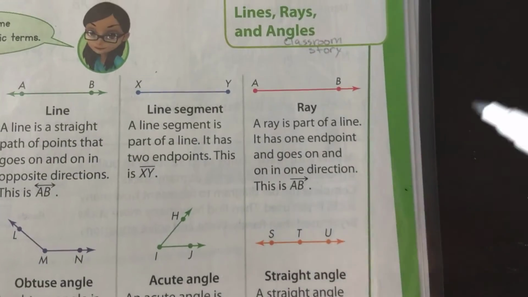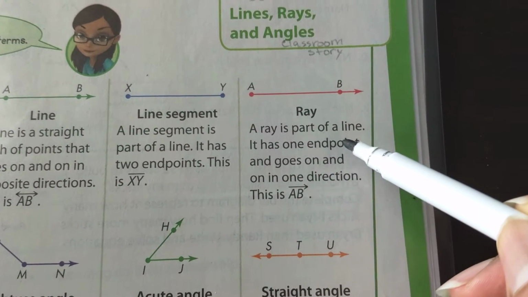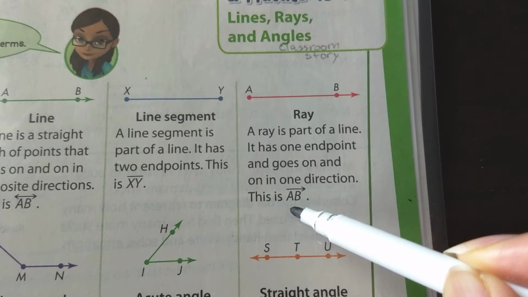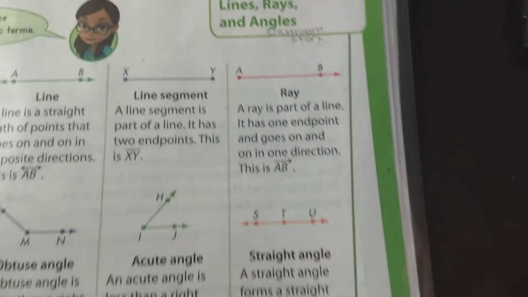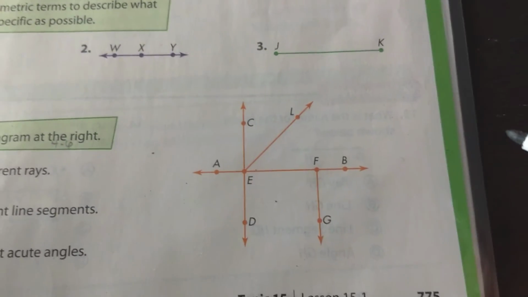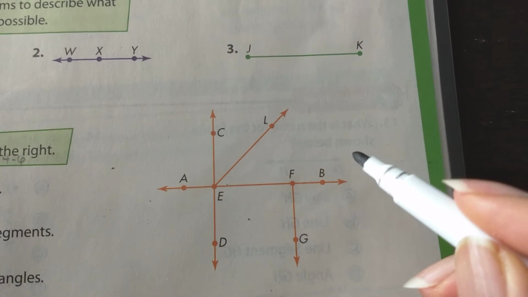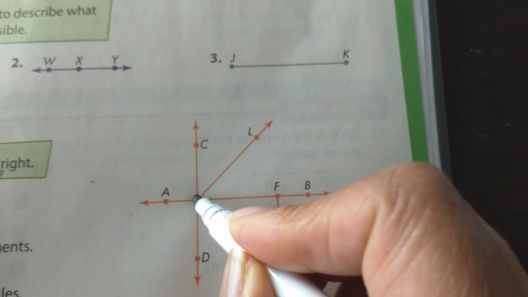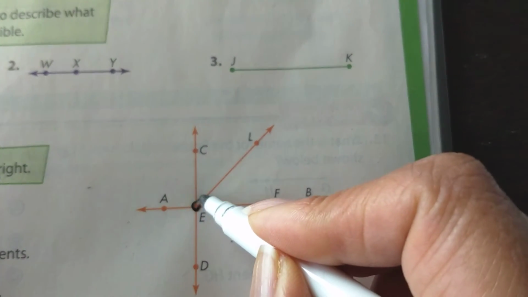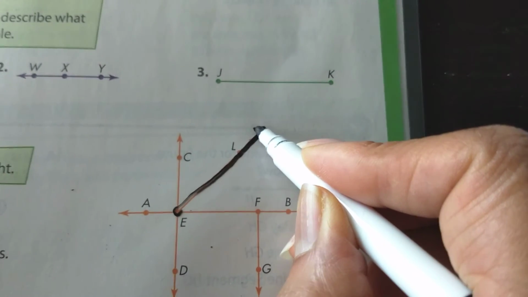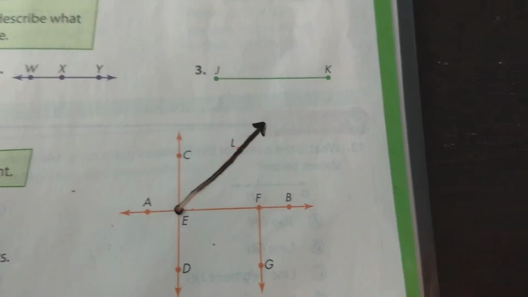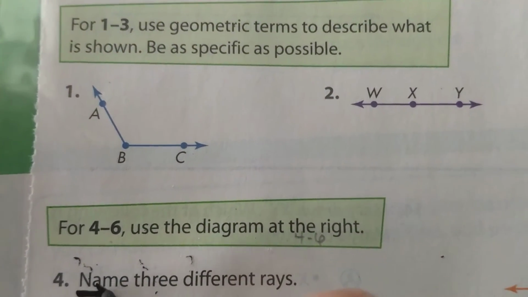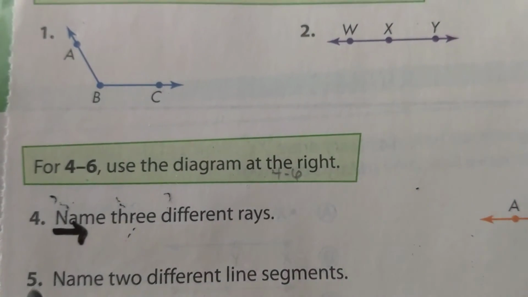Okay, so let's go to the top and see what a ray is. A ray is part of a line. It has one endpoint and goes on and on in one direction. This is ray AB. Okay, so let's look back at our diagram. We're looking for a ray. It has an endpoint and then it has a line that goes on and on in one direction. So if I start with the letter E, I can continue on and on in one direction to L, right? So my first ray would be, don't forget we have to write it, ray EL.